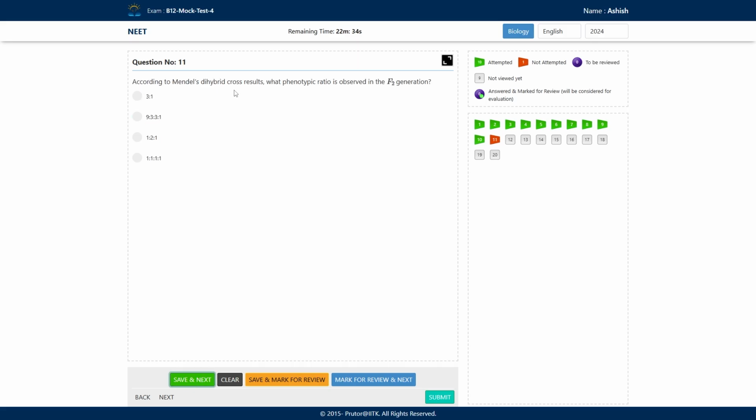Next, according to Mendel's dihybrid cross result, what is the phenotypic ratio observed in the F2 generation? So they are talking about dihybrid crosses. What are dihybrid crosses? Crosses between individuals which differ in 2 traits. And these 2 traits are controlled by 2 different genes. So what is the phenotypic ratio in the F2 generation? Your options are 3:1, 9:3:3:1, 1:2:1, and 1:1. What will be the correct answer?